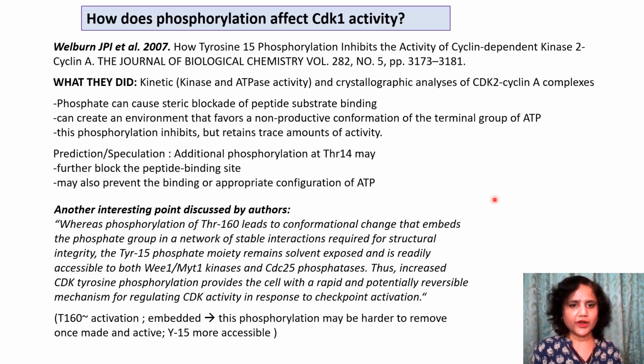And another interesting point discussed by the authors, and I quote here, is that whereas phosphorylation of threonine 160 leads to conformational change that embeds the phosphate group in a network of stable interactions required for structural integrity, the tyrosine 15 phosphate remains exposed, and it's readily accessible to WEE1 as well as the CDC25 phosphatases, and thus the increased tyrosine phosphorylation can provide the cell with a rapid and a potentially readily reversible mechanism for regulating the CDK activity in response to checkpoint activation.